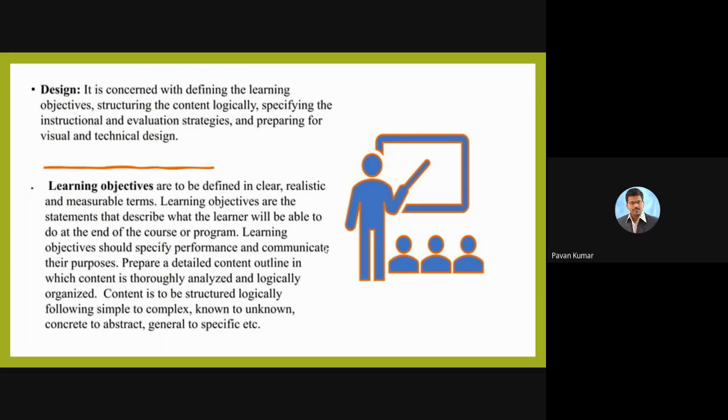The content is to be structured logically, following simple to complex. Here the learning objective is to make clear what the learner will be able to do at the end of the course or program. But while preparing your learning content, keep in mind that it should always start from simple to complex and known to unknown. If you start directly from the reverse order, it may go wrong. That means the learner cannot read it or understand it fully, or 100%.